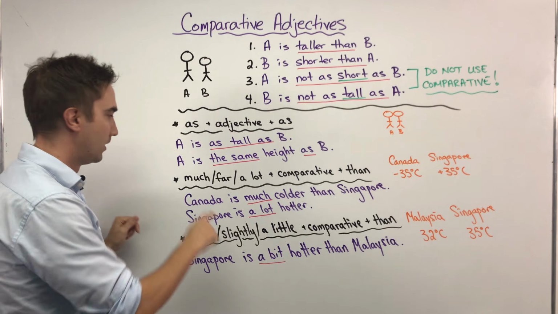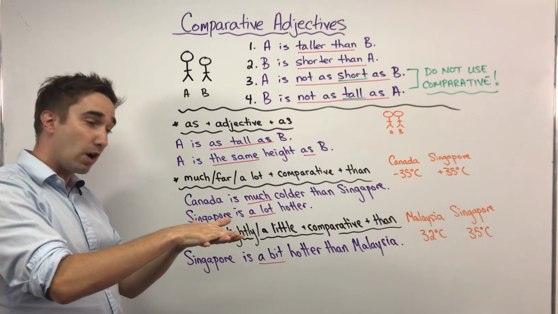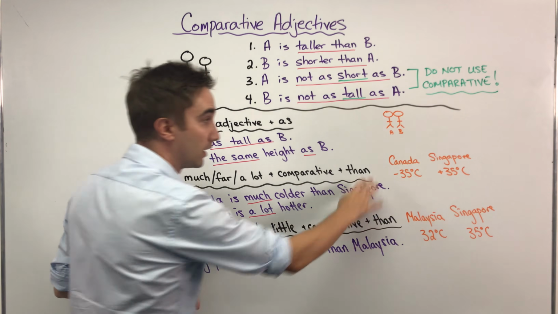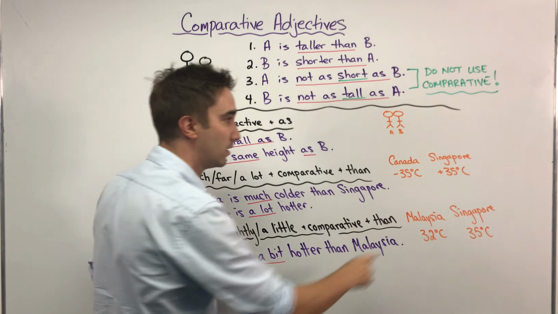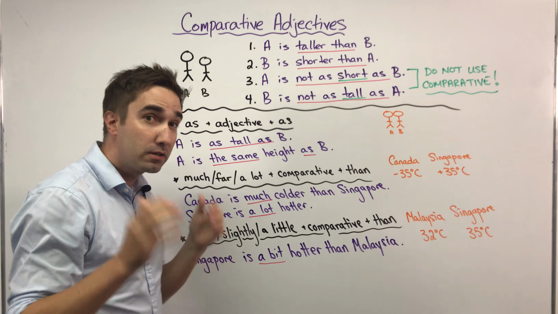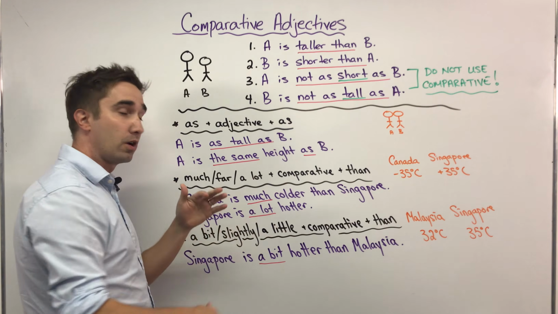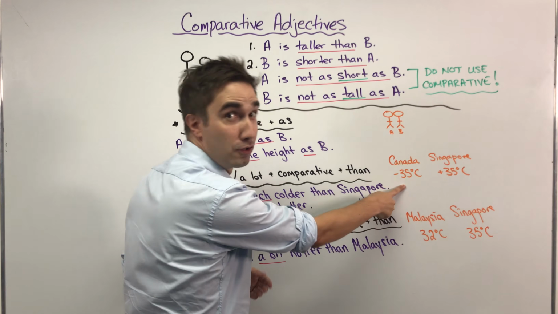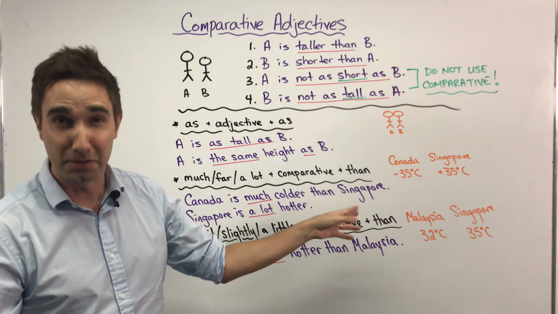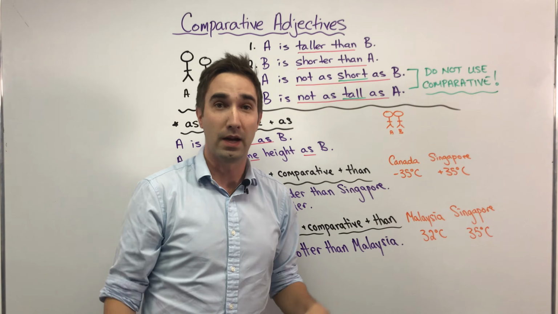Okay, we can also, if we want to describe a big difference, like here we have Canada, very, very cold. We don't like that. And Singapore, very, very hot. We like that. And I want to talk about the difference between those two temperatures, minus 35, that's real, it does do that, and plus 35, like today.